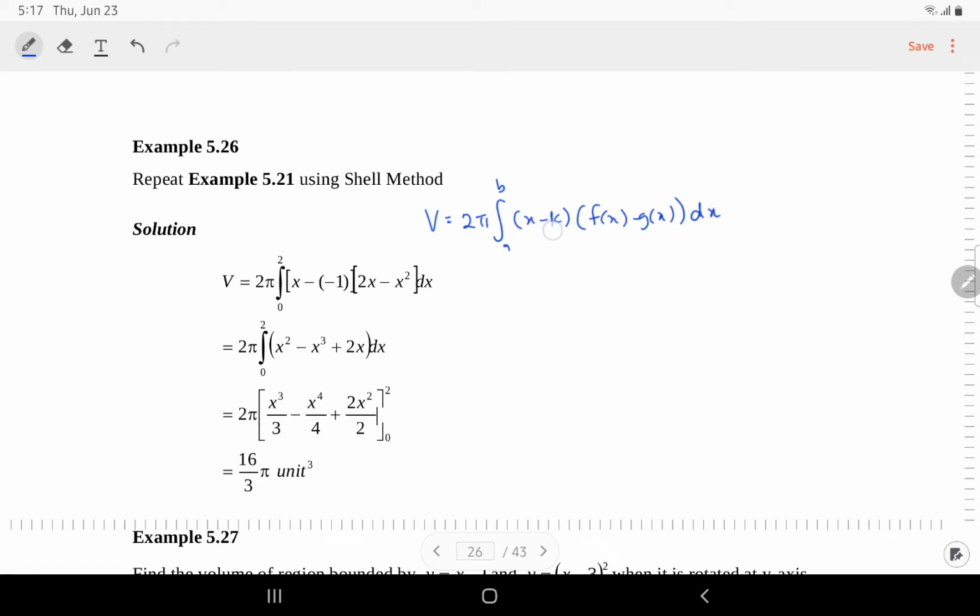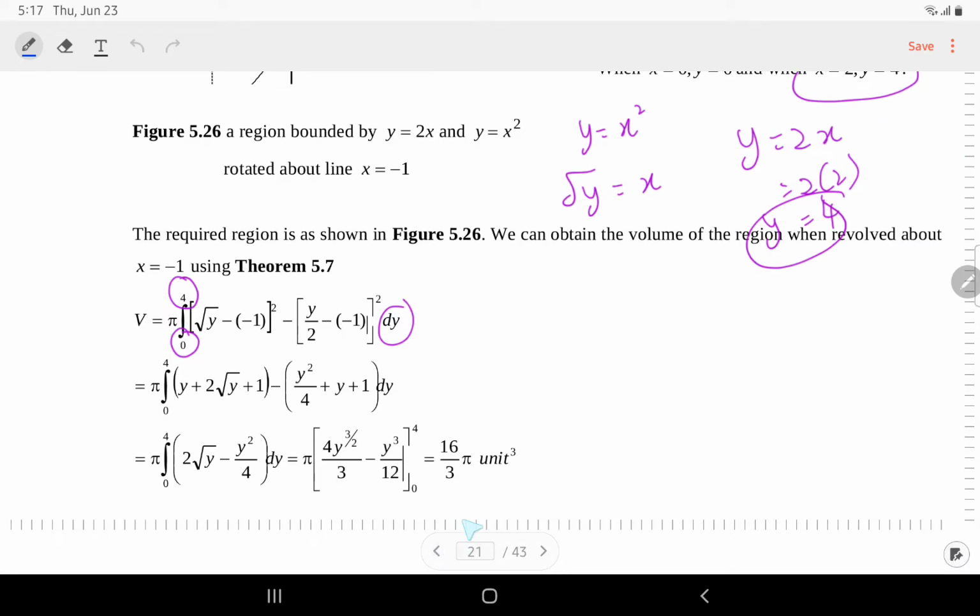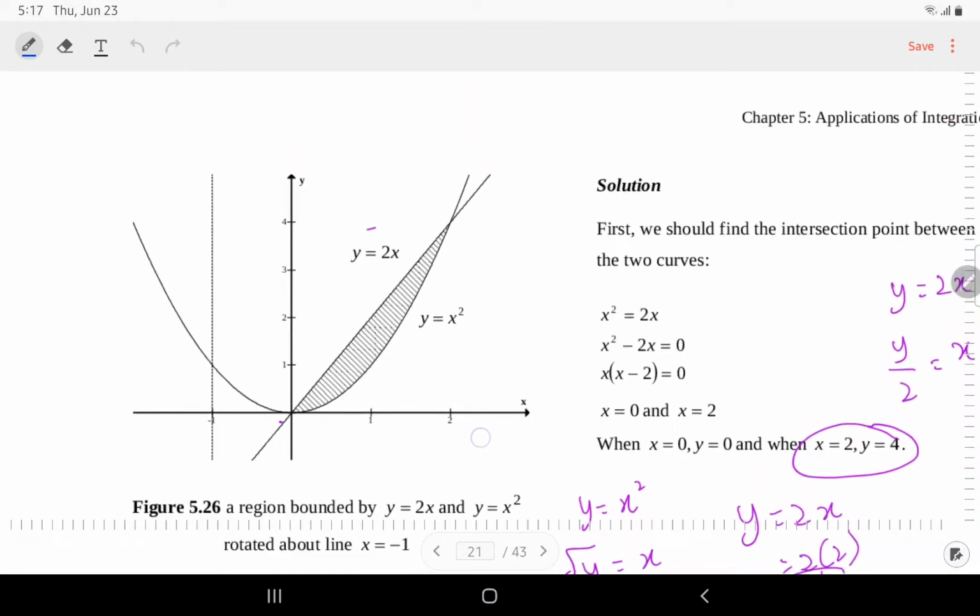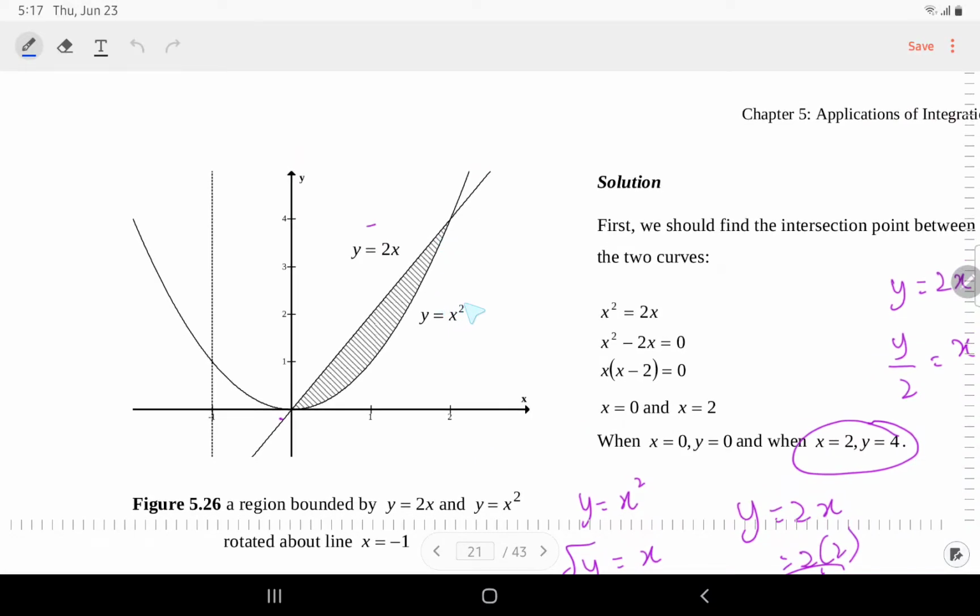Our k is negative 1, because the axis of revolution is at x equal to negative 1. So we substitute k as negative 1 into x minus k. And this is the right function and left function. Let's look at the page again. Okay, this one. For integrating by dx, it is not the right or left function.